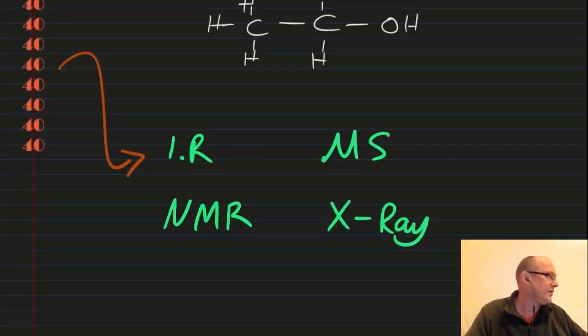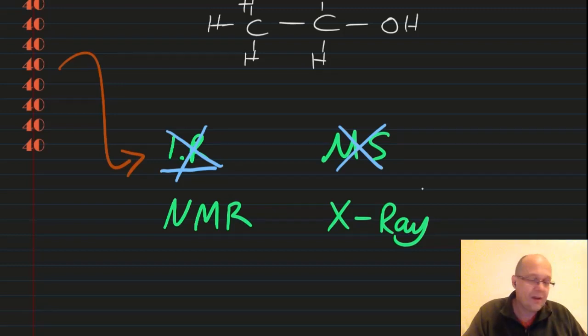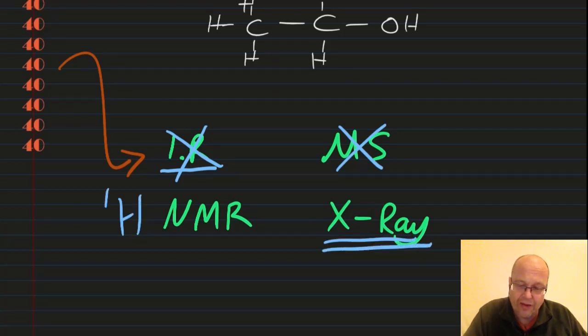And 40. Question 40. Bond lengths in solid compounds. Infrared measures bond types. Is it a CH bond? Is it a CO bond? Is it an OH bond? So it isn't that one. Mass spectrometry measures the mass of molecules and the fragments of the molecules, so it isn't that one either. Nuclear magnetic resonance is to do with H1, with hydrogen, so it isn't that. So it's got to be X-ray crystallography. That measures bond lengths. You don't need to know the maths. You just need to know for the core that X-ray crystallography measures bond lengths. And we're done.